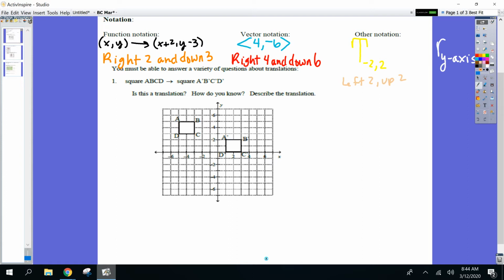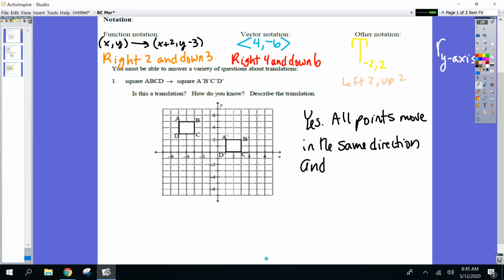What do we see? Yeah, yep. So this is going to be a yes. And why? All points move in the same direction and distance.